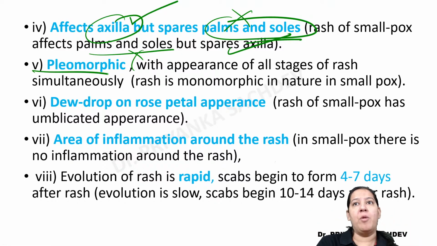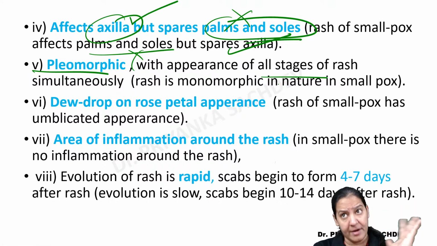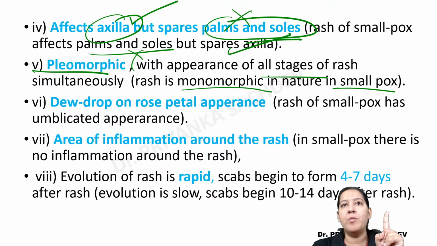Pleomorphic. Here the rash is pleomorphic, so all the stages are together: the papule, pustule, vesicle, all stages are together. Compared to smallpox, where the rash is non-pleomorphic or monomorphic. All are in one stage only.